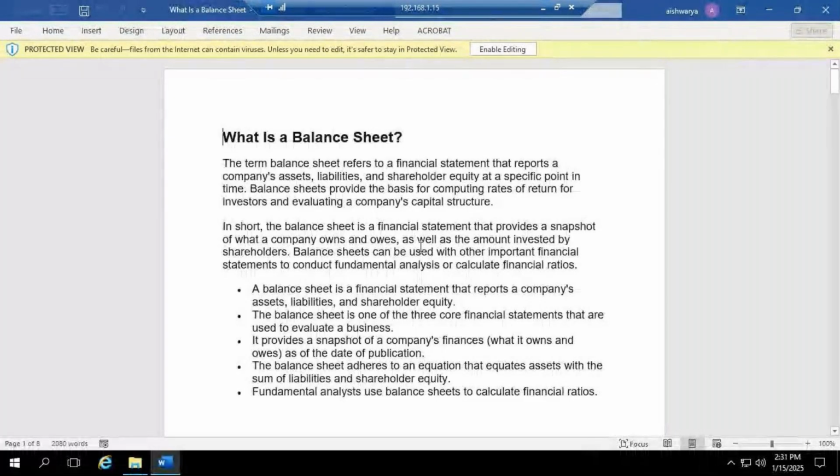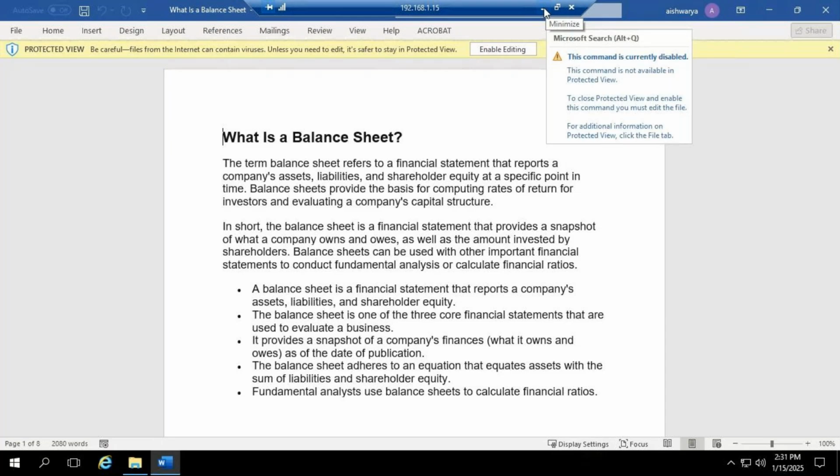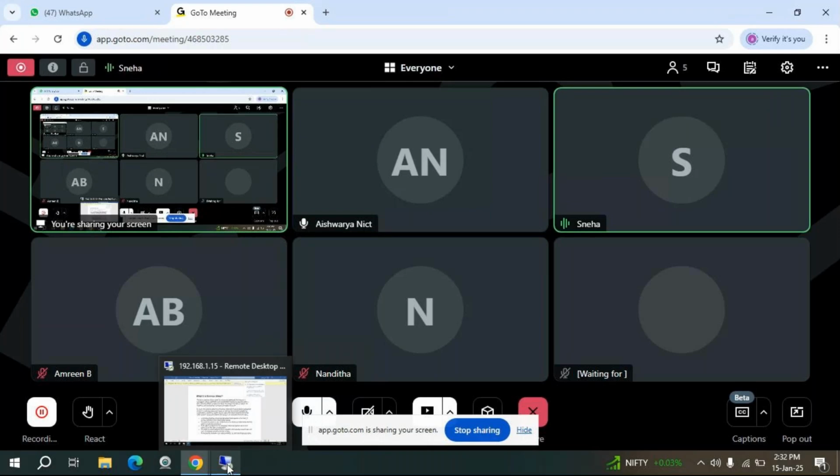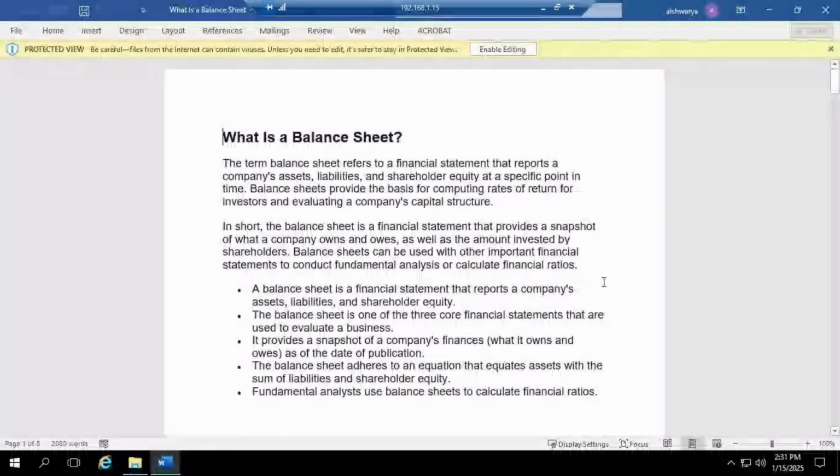So the balance sheet is done. Yeah, you were telling something. "That contains a balance of a company of assets and liabilities, ma'am." Correct, correct. So both the assets and liabilities will be balanced, right? So that is called a balance sheet.